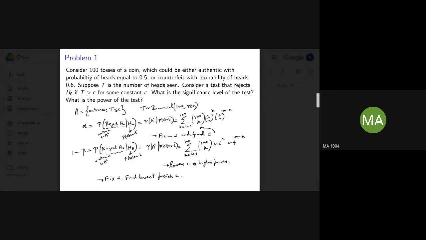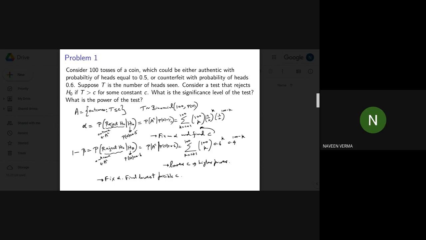Ideally, this C should be greater than 50. We would expect this to be greater than 50, maybe 60, because our HA is 0.6. I mean, we can also say 60, and 60 even seems reasonable. This C we can change according to the significance level we want, but it should be greater than 50, not less than 50.